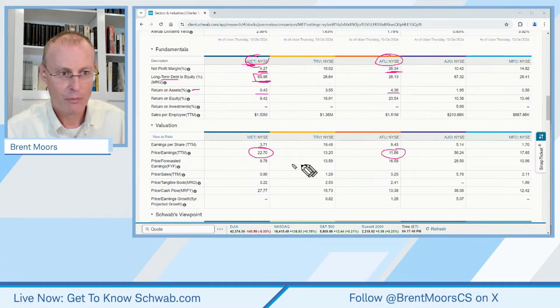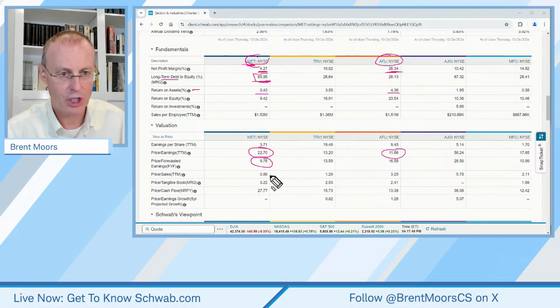Okay, now, projected earnings, price to forecast earnings, it's cheaper. MetLife is cheaper in that regard there. So we can compare in those realms there.